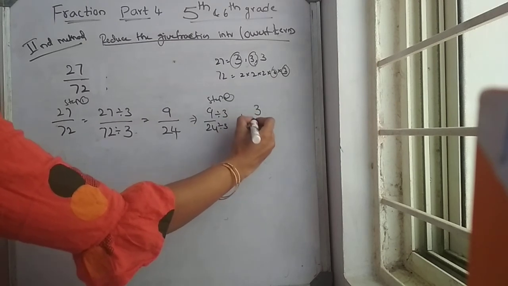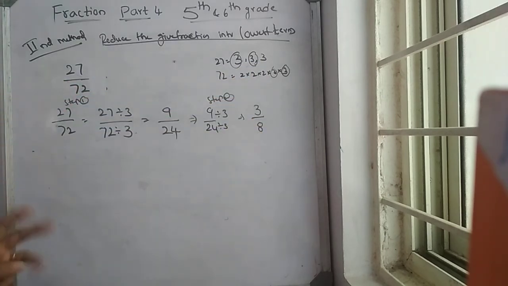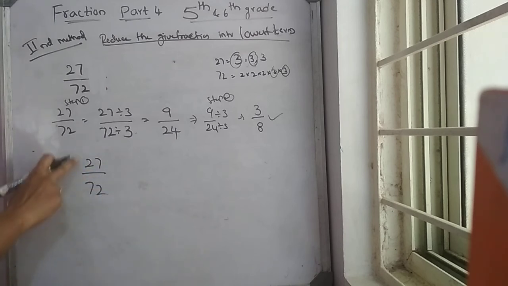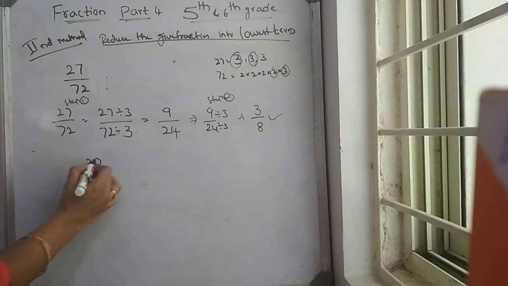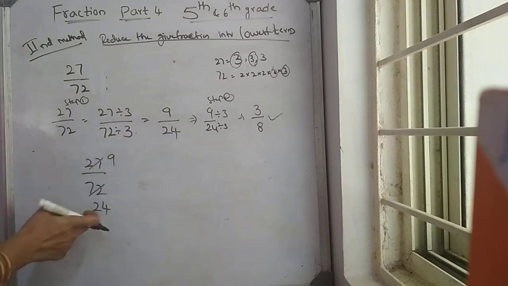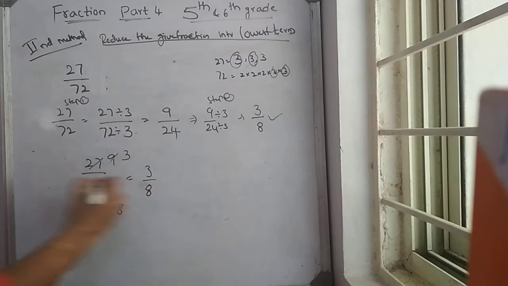So we get 3 by 8. Is there any common factor? No. So the process is over, and this is the lowest term. Instead of this, we can do it directly with 27 by 72. Which is the common factor in these two terms? The common factor is 3. So 3 9s are 27, 3 2s are 6, 3 4s are 12. Again, is there any common factor in 9 and 24? It will go in the 3 table. 3 3s are 9, 3 8s are 24. Directly you can do it like this also.